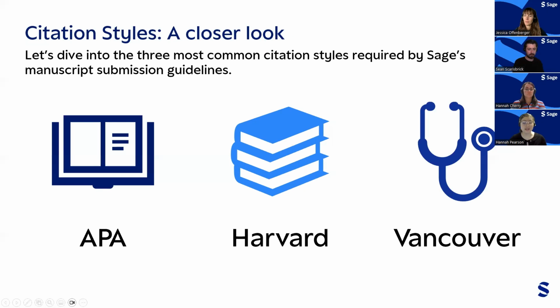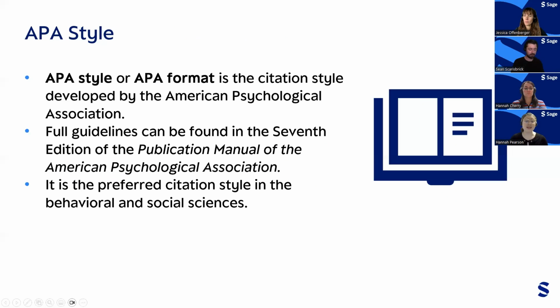In the next few slides, we're going to dive deeper into the 3 most common citation styles required by SAGE's manuscript submission guidelines. We'll also have a bonus one at the end. So these 3 most common citation styles for SAGE are APA, Harvard, and Vancouver. APA style or APA format is the citation style developed by the American Psychological Association. Full guidelines can be found in the Citation Guide, which is the current edition, the 7th edition of the Publication Manual of the American Psychological Association. It's the preferred style guide in the behavioral and social sciences.